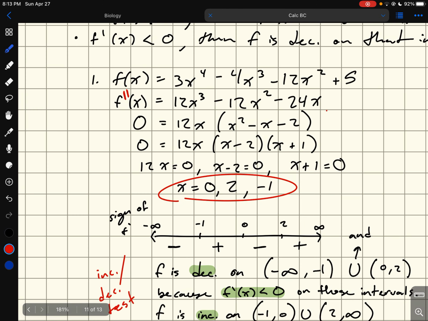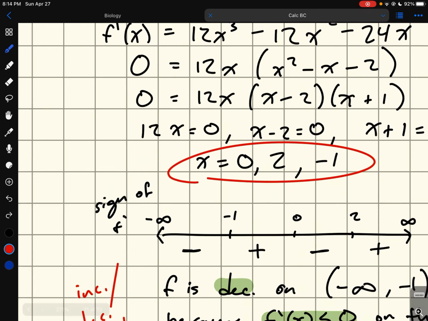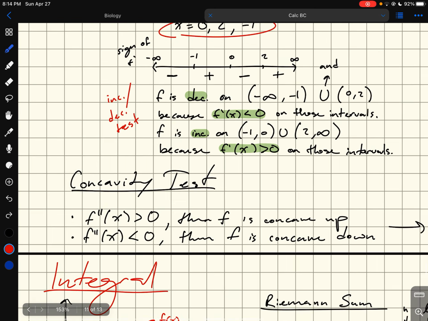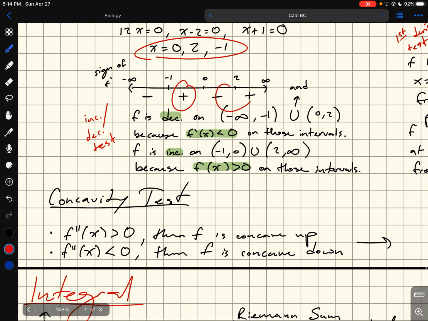But you still factor it and you still find critical numbers, put it on the number line. And you would just call this like sign of f double prime. And you still find the signs of the intervals. It's all exactly the same, just for double prime. And then where it's positive, you have concave up. And then where it's negative, you have concave down.